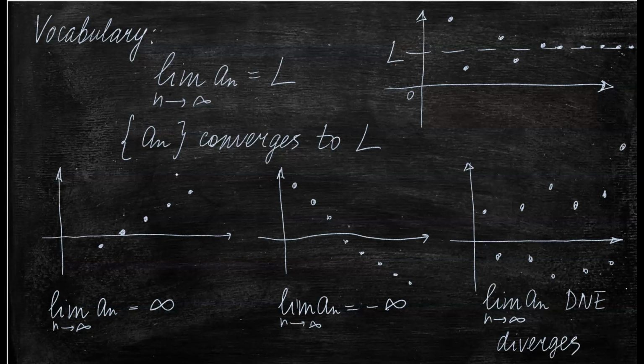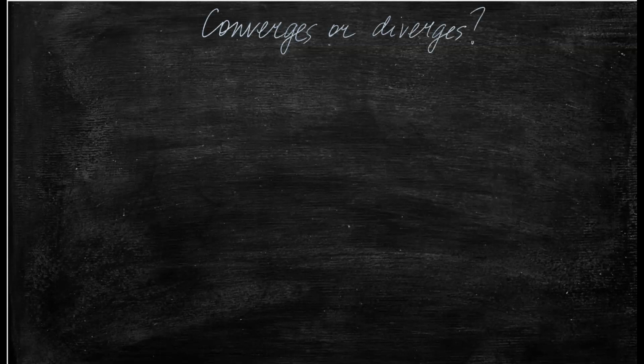So again, here we can say, let's just use the language diverges to infinity. Here it diverges to negative infinity, and there it just diverges. So the main question that we would like to be able to answer is, given a sequence, does it converge or diverge? So converges or diverges.